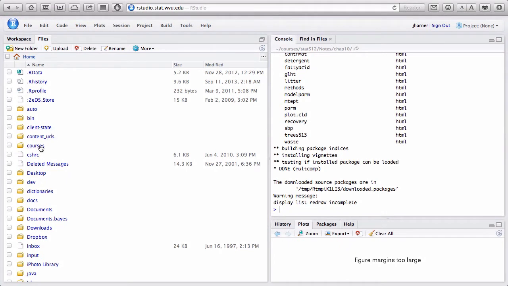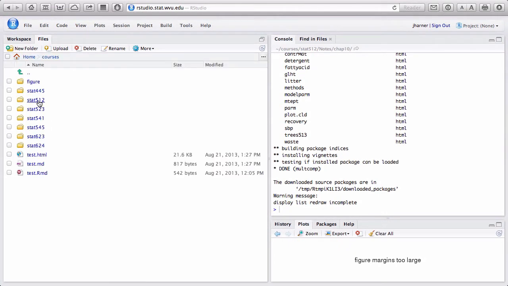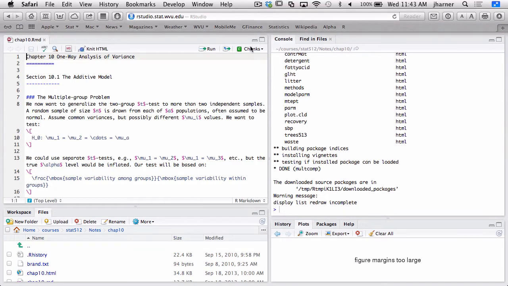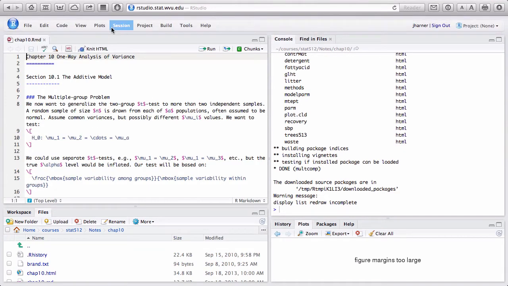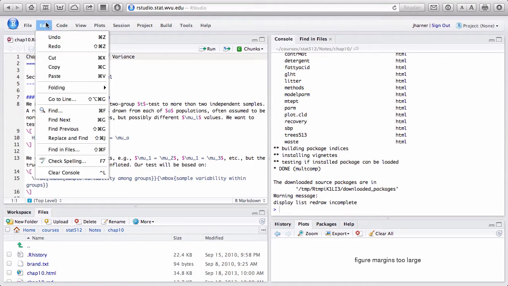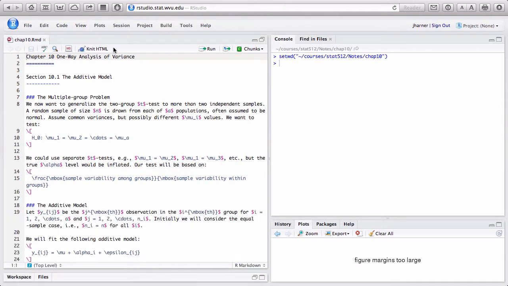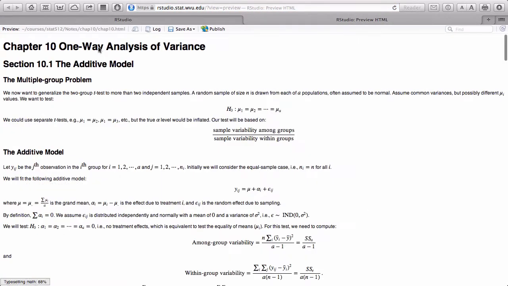So I'm going to go in and look at the notes for chapter 10. I'll set the working directory to chapter 10. So last time, I'll do the markdown. Last time we started talking about the one-way analysis of variance.